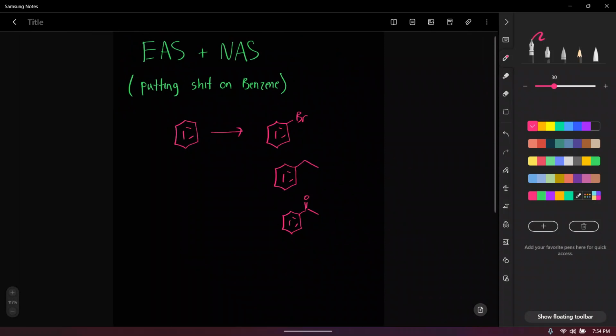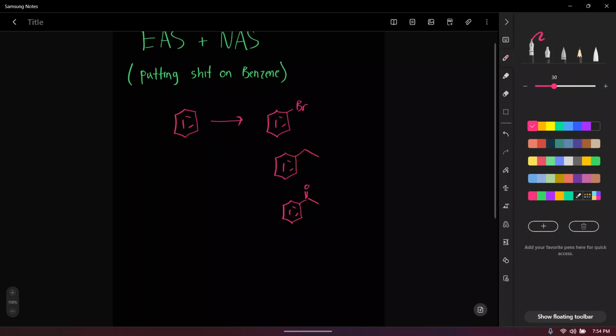So we're going to start with benzene, or a derivative of benzene, and we're going to learn how to add stuff to that benzene ring. Okay, that is the crux of what we're going to be doing.